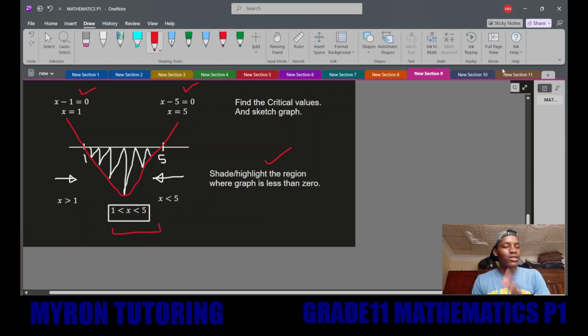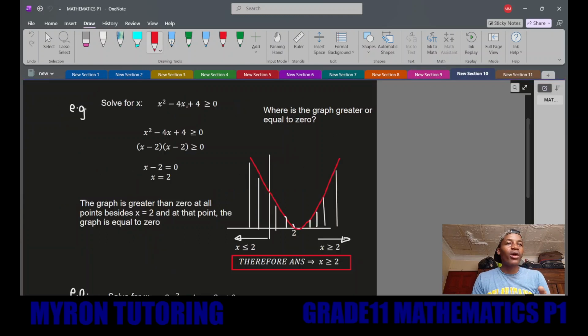Now, when we have a greater or equals to sign, we are saying it is this number and everything in between. Let's look at it practically. We do the same thing. We factorize as our first step. Then we find that only x is equals to 2 is our critical value.